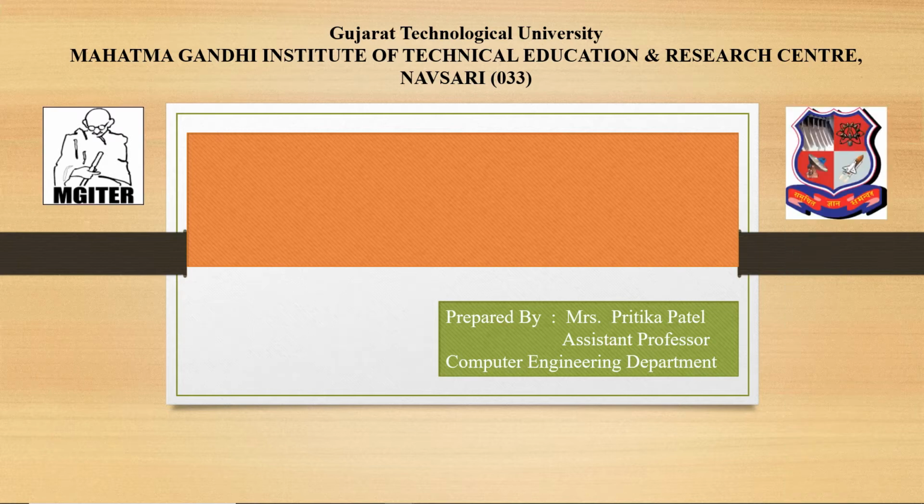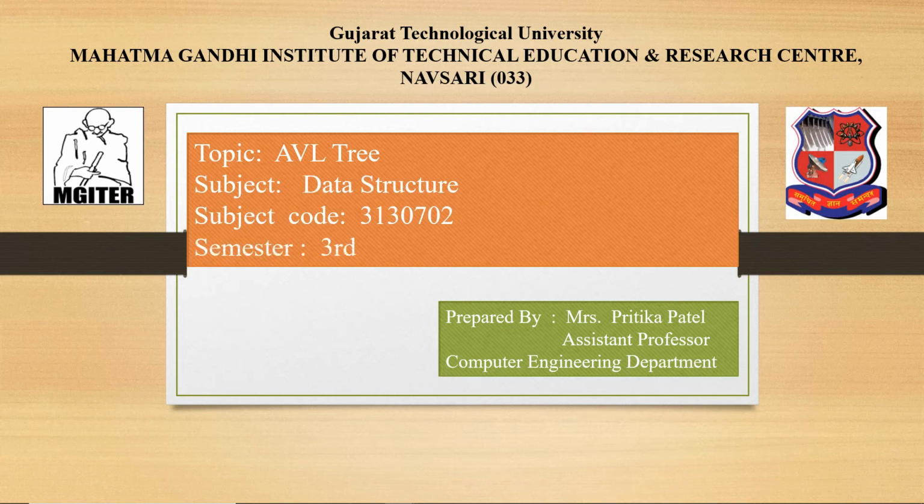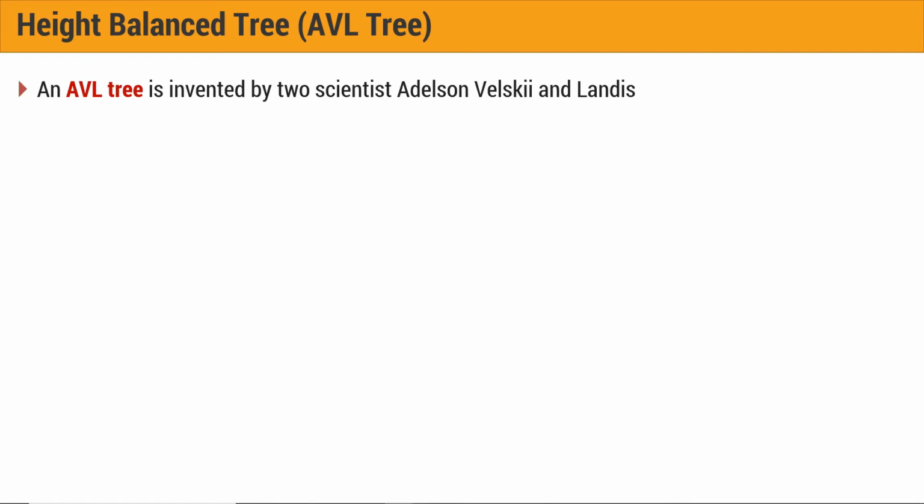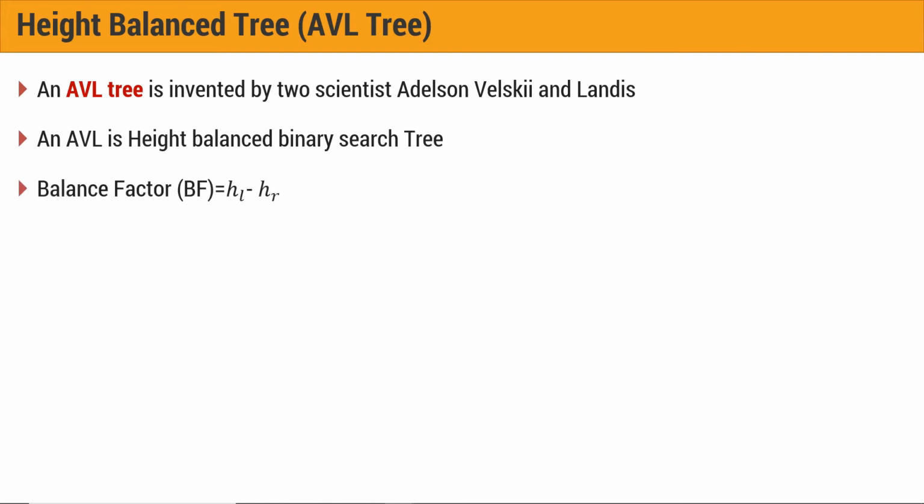Today in this session we are going to discuss the AVL tree, which is a topic of the subject Data Structure of second year, third semester. Now we are going to discuss the height balance tree, that is the AVL tree. An AVL tree was invented by two scientists, Adelson-Velsky and Landis. From the names of these two scientists, the height balance tree is named AVL. And AVL is a height balance binary search tree.